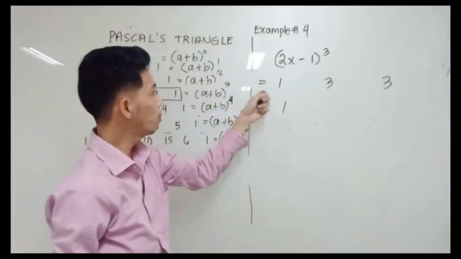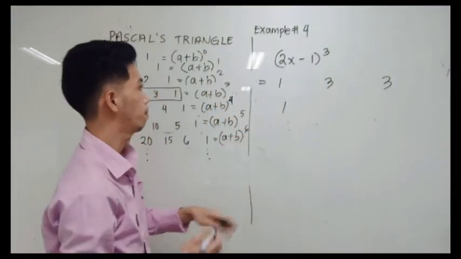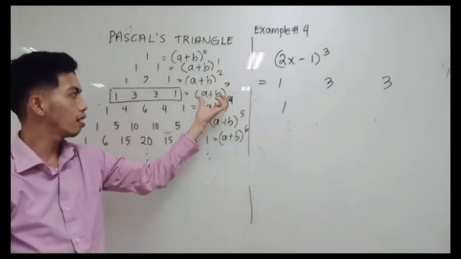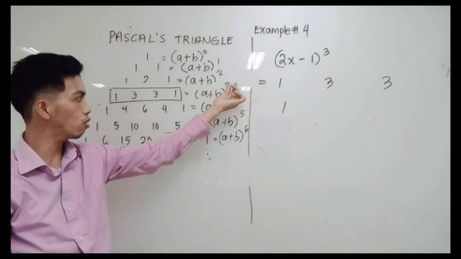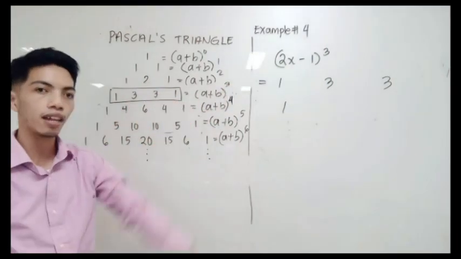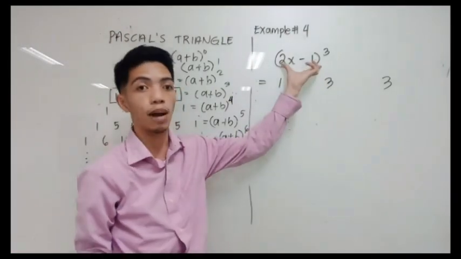Okay? So, let's have this one. Sinulat natin yung mga numerical coefficient na under ng sa Pascal's triangle na binomial raised to 3 is equal to the pattern of 1, 3, 3, 1 as the numerical coefficient addition but the expansion of this binomial.